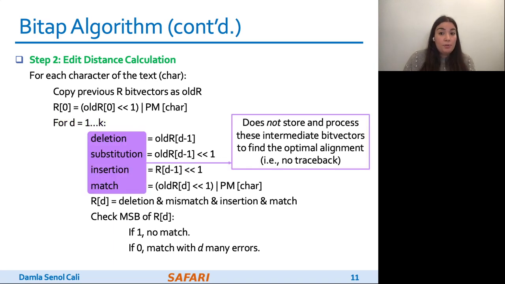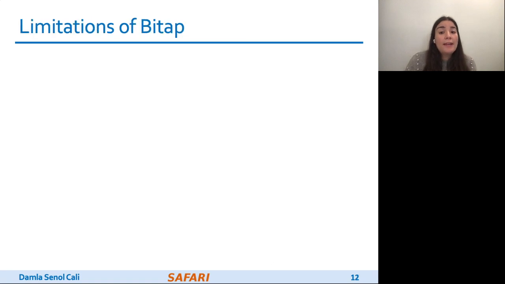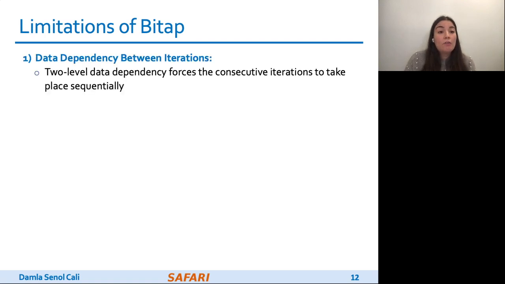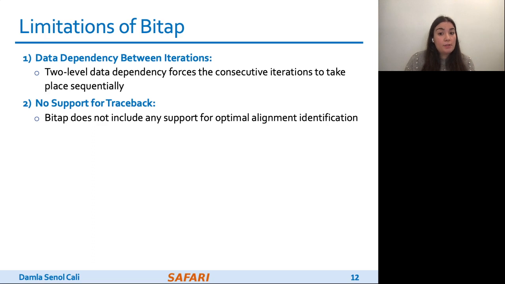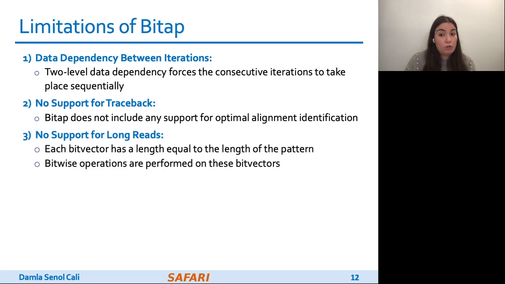And another property, Bitap generates these four intermediate bit vectors, deletion, substitution, insertion, and match, but they are not stored and processed with a traceback step to find the optimal alignment. So we find that Bitap has 5 limitations that hinder its applicability and efficient hardware acceleration for genome sequence analysis. We have already covered the first 2 algorithmic limitations, and we find one more algorithmic limitation, which is no support for long reads.